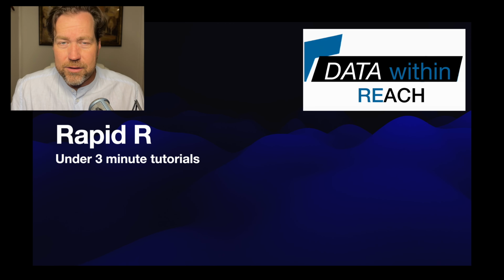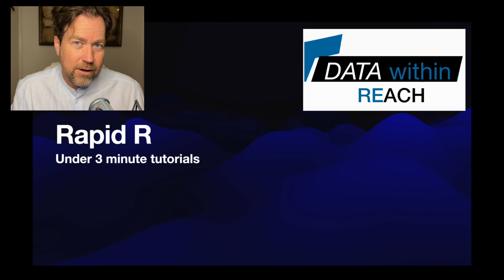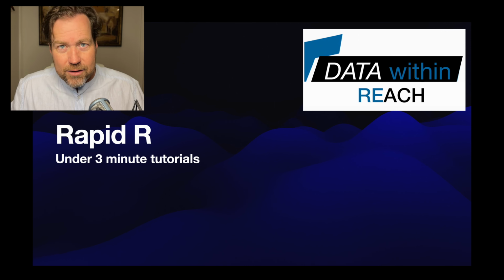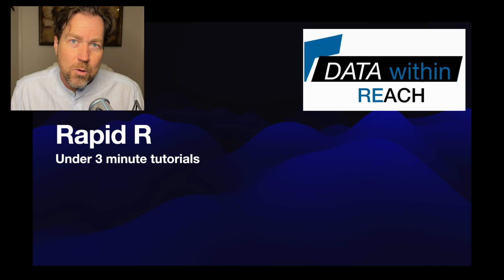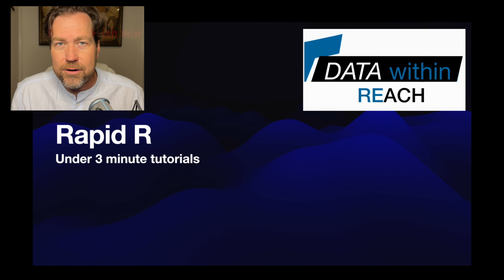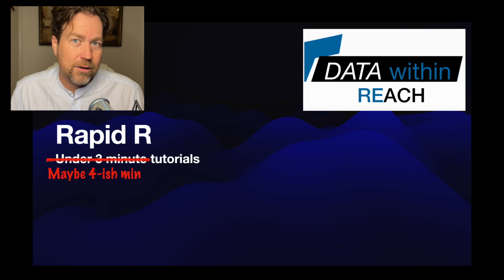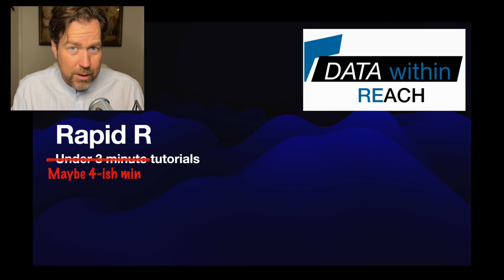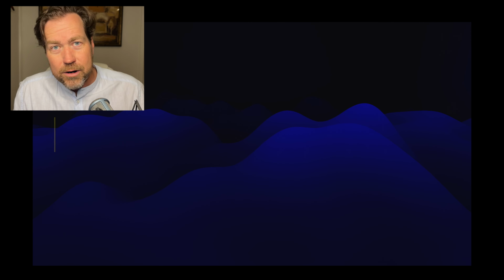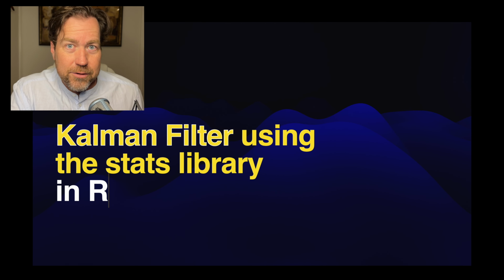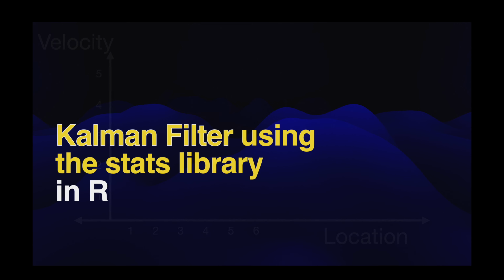When I first started this series, I made the 3-minute constraint to try to create these bite-sized tutorials that people could get through quickly. The thing is, as the topics get more complex, it becomes harder and harder to meet that 3-minute constraint. So forgive me if I go over 3 minutes for this tutorial. The reason is that today we're going to go over how to do Kalman filters in R using the stats library. First, let me explain what a Kalman filter is.